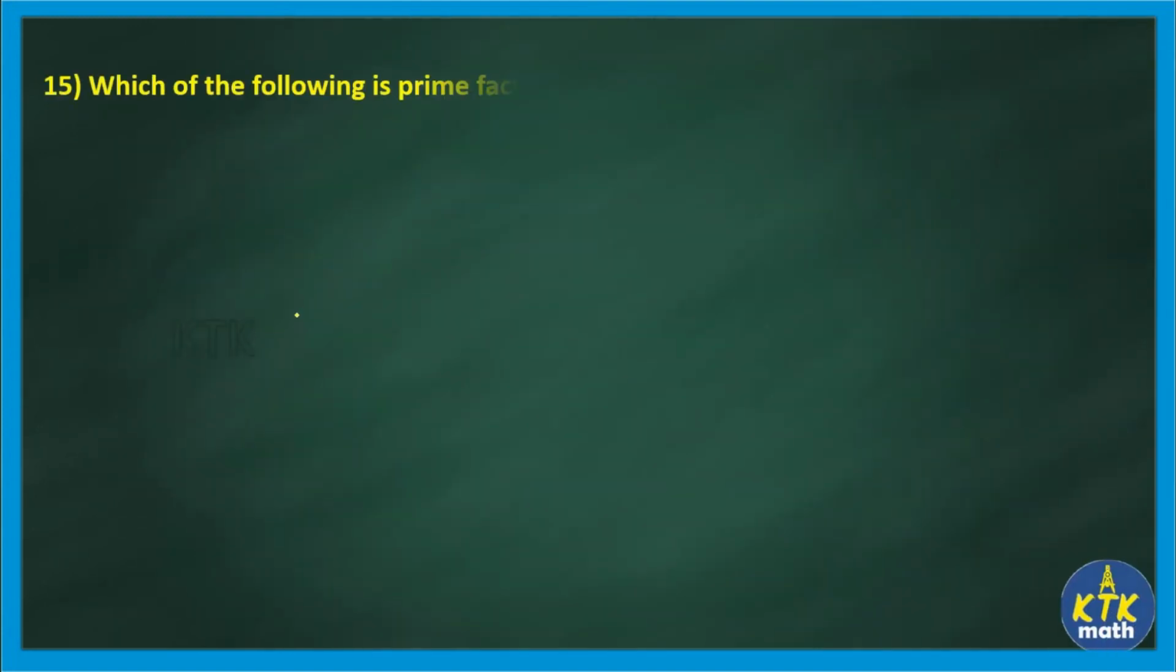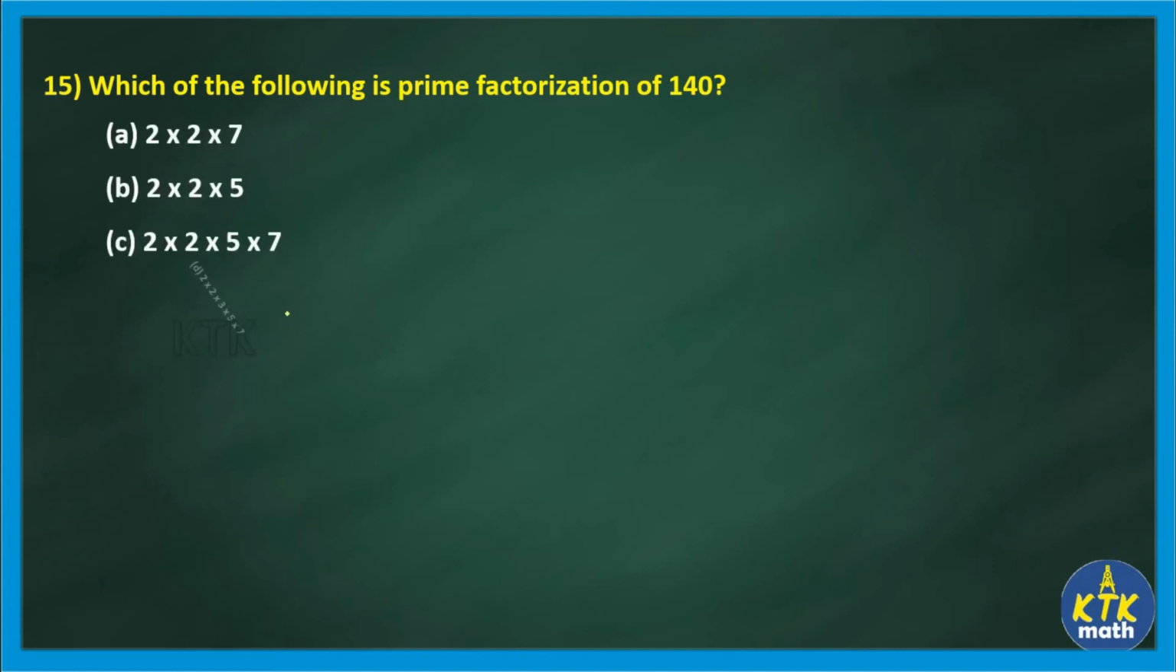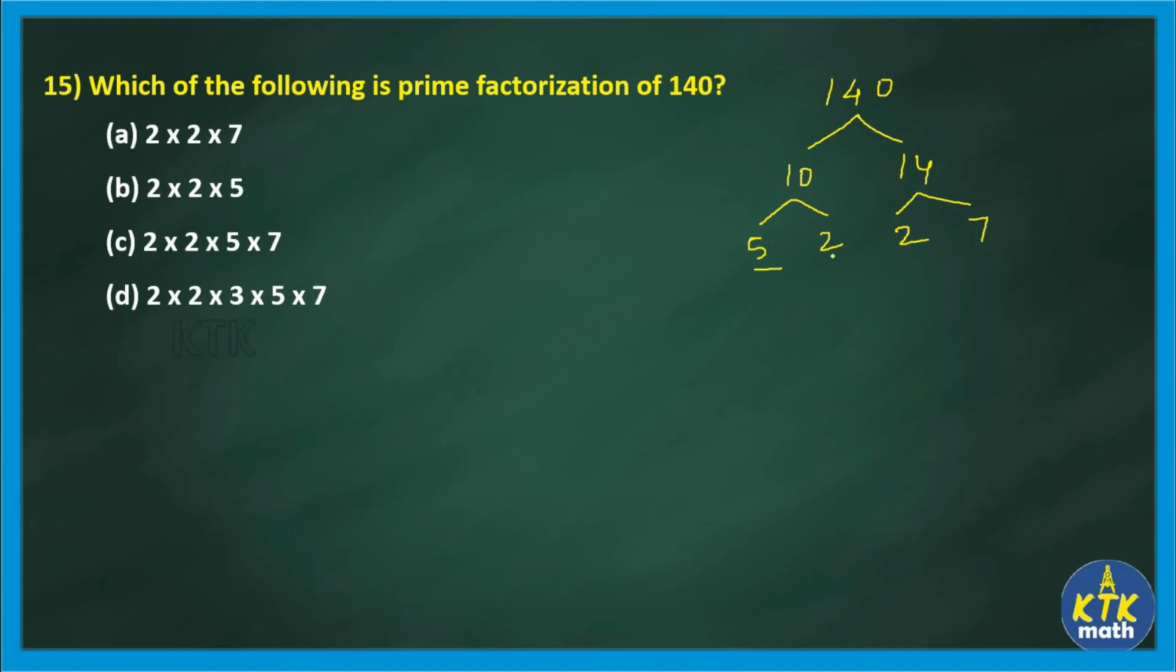Question number 15 now. Which of the following is the prime factorization of 140? They gave all 4 options. It's a very simple one. Prime factorization can be done by 2 methods, right? You can go with the tree method. This can be written as 10 into 14, and then this 10 can be written as 5 2s are, and this 14 can be written as 2 7s are. So I have arrived at all the prime numbers: 2, 2, 5, 7. So where do you have 2 2 5 7? Yes, it is there in option C.